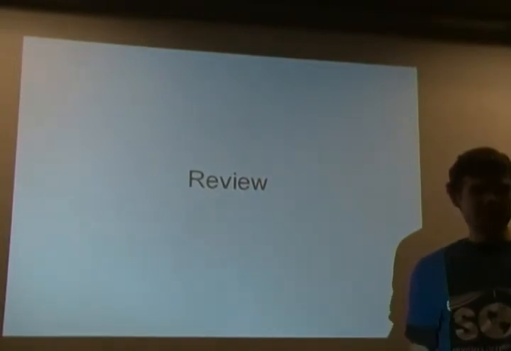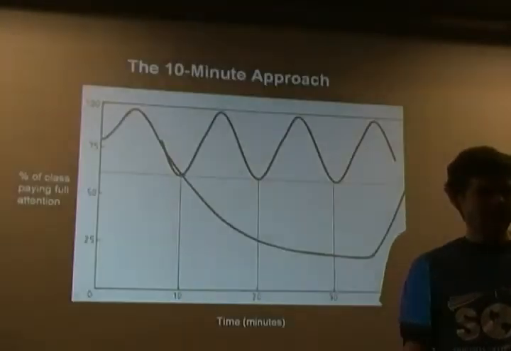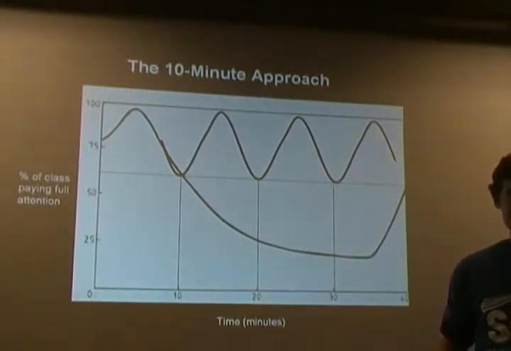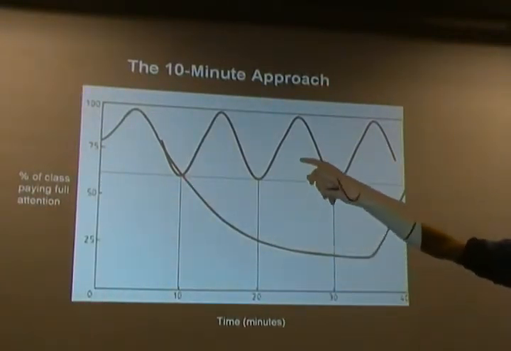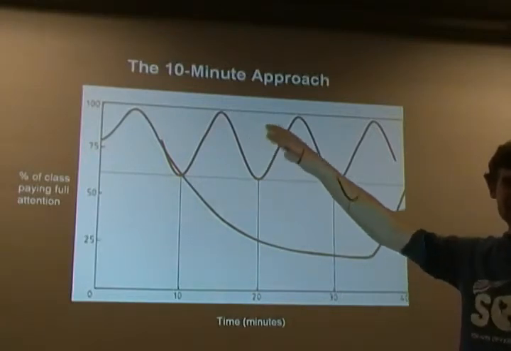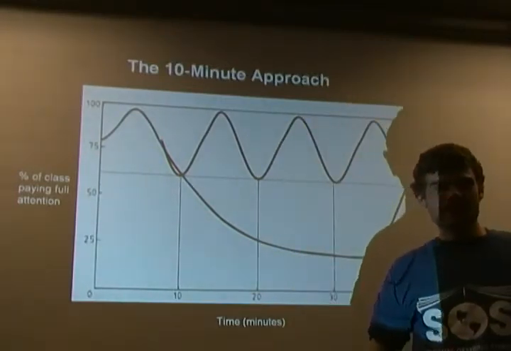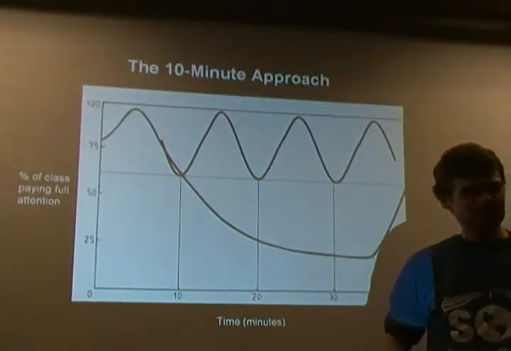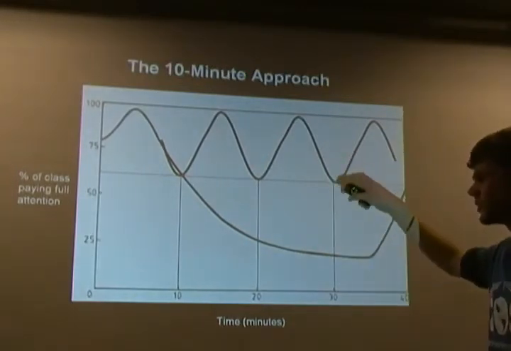As I told you, we should always do a summary at the end of our chapter. And quick review here. We got the 10-minute approach. Every 10 minutes, we're going to do an intervention to rescue our audience back up to that 100% percentage paying attention to me, the tutor. And we're going to do that as long as we need throughout our lecture.